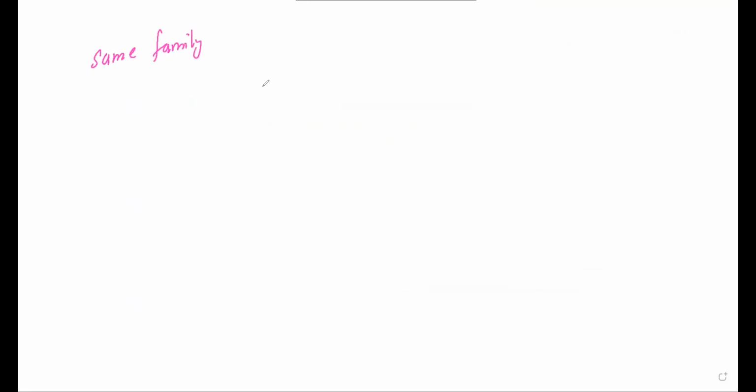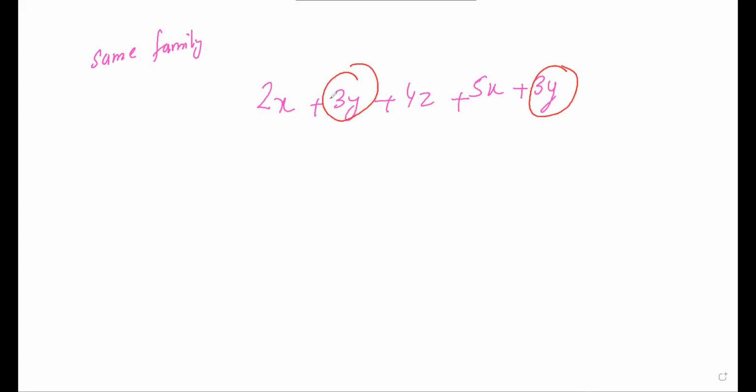Okay. Now example, if I give you 2x plus 3y plus 4z plus 5x plus 3y again. Ghalia, what do you think? Which is the same family here? 3y and 3y. Very good. Let me go with another color. And one more there is. 5x and 2x. Excellent.